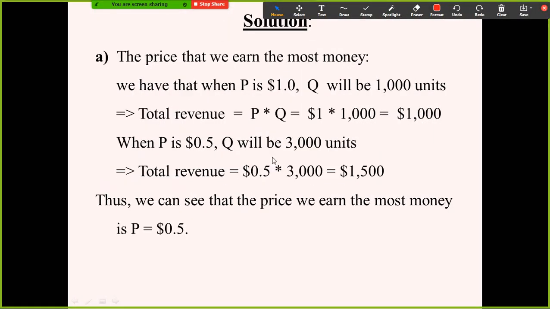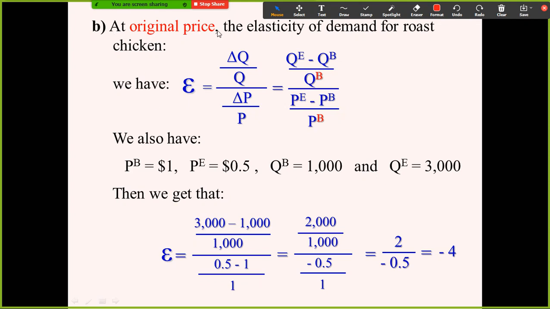This is the original. Okay, I can give you the answer. The price at which you can earn the most money is which price? You need to explain. We have that the price is $1, quantity sold will be 1,000. That's why total revenue is $1,000. When the price is 50 cents, the quantity sold is 3,000. That's why total revenue is 1,500. Thus, we can see that the price at which we earn the most money is 50 cents. At the original price.